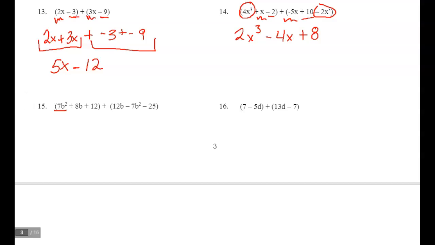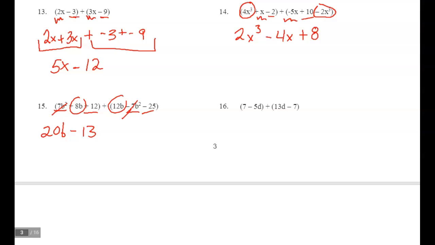Okay, here are my b's. They cancel. 7b squared minus 7b squared, 0. So I don't have to worry about that. Okay, I got a b here, a b here. They combine, they're both positive to get 20b. And then I got 12, -25, so that's -13, 12 minus 25. Or if you're going to use this addition side, 12 plus a -25 becomes subtraction.